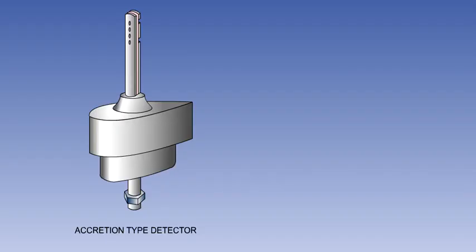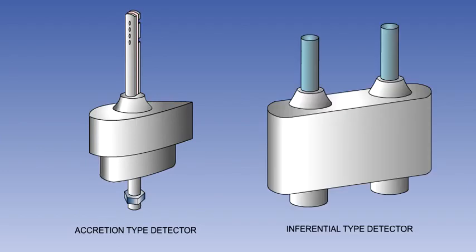Ice detection systems can be split into two groups: those which sense a build-up of ice, known as accretion-type systems, and those which sense by measuring temperature and humidity when icing conditions are present. These are known as inferential-type systems.